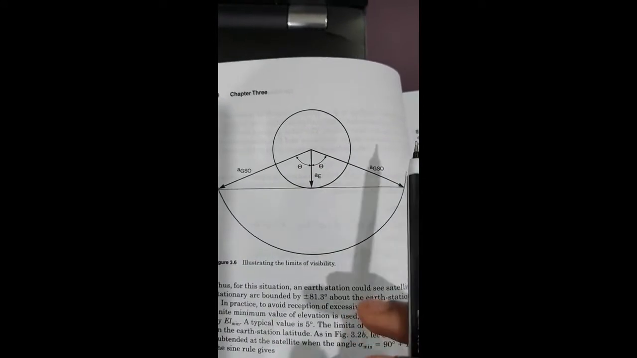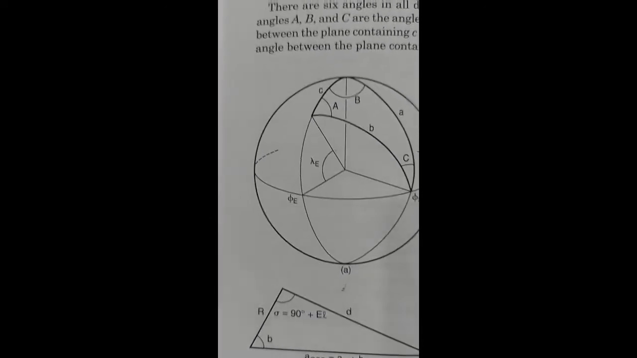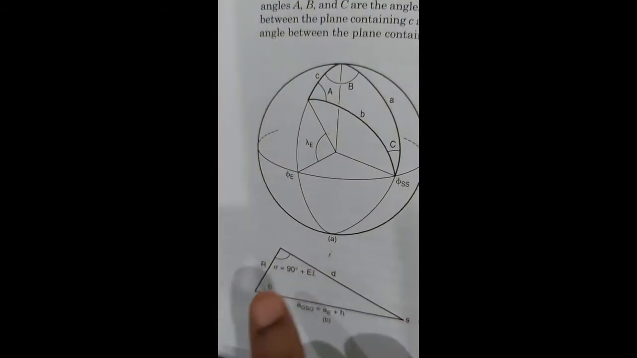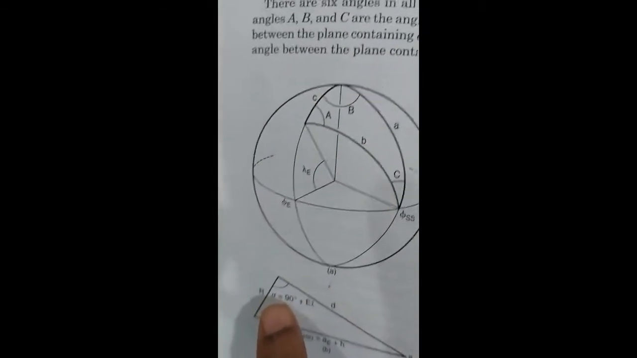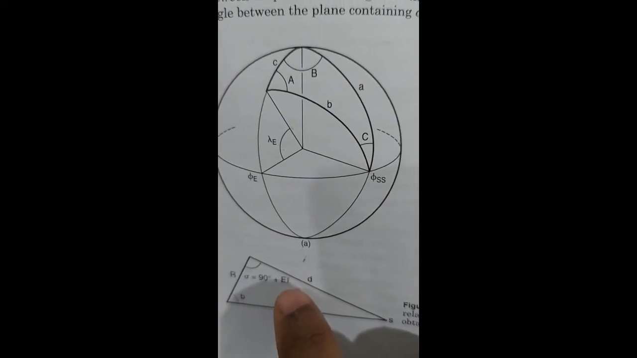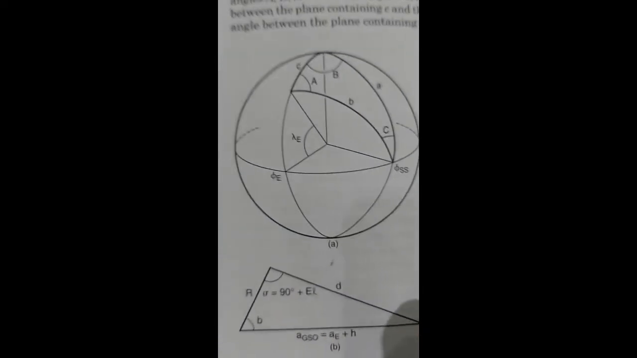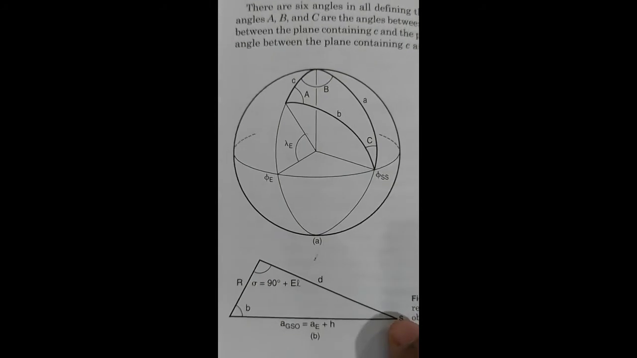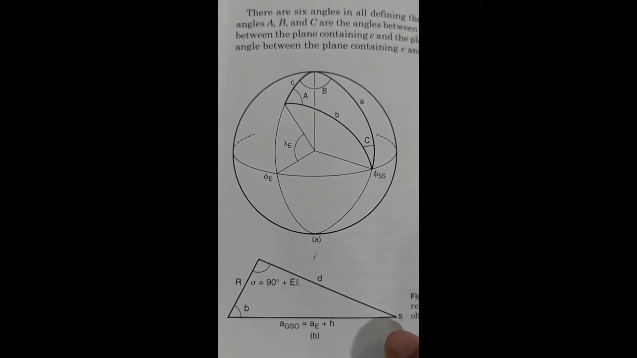So for an angle of plus or minus 81.3 degrees, the Earth station can see the satellite. Let S be the angle subtended at the satellite when the angle sigma is equal to sigma min, that is equal to 90 degrees plus EL min. Coming to the diagram, we consider sigma to be sigma minimum and EL as EL minimum, S as the angle at the satellite.